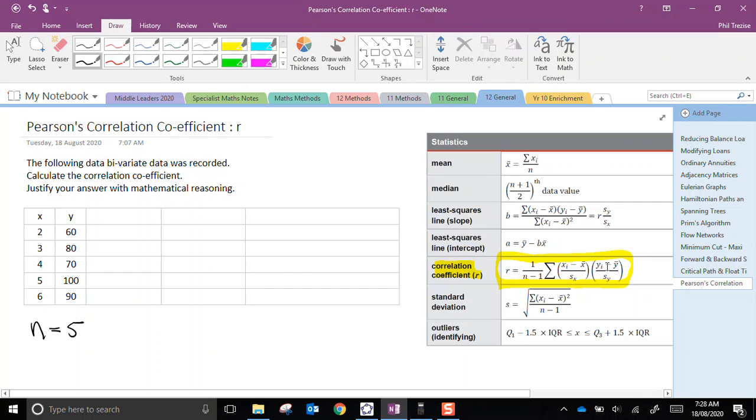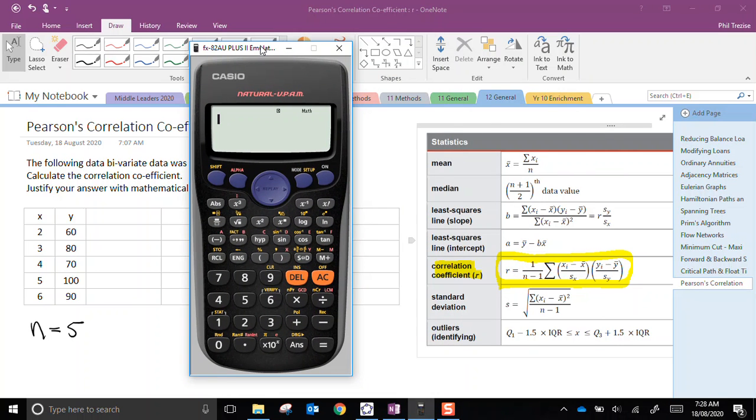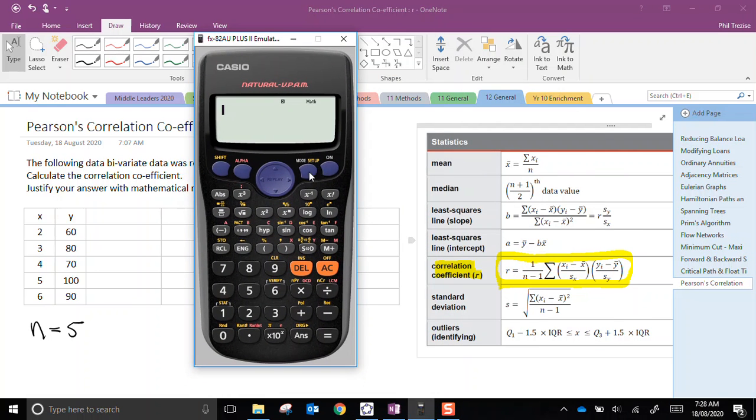Now we can use our calculator to help us with some of these things. So the first thing I'm going to do is put my calculator into stats mode. And not like we did in grade 11 with one variable, I'll use option 2 here, a plus bx, because this is going to give me x and y. So I have to enter my data here, so bear with me for a moment while I do this.